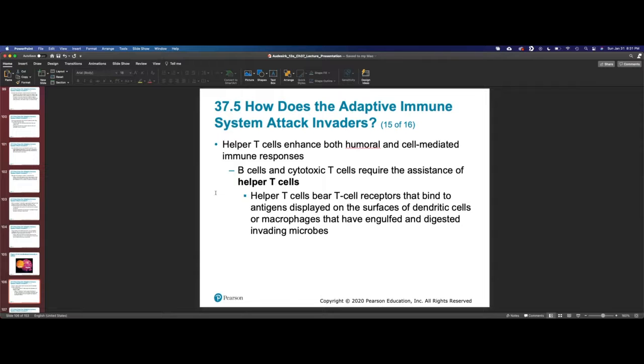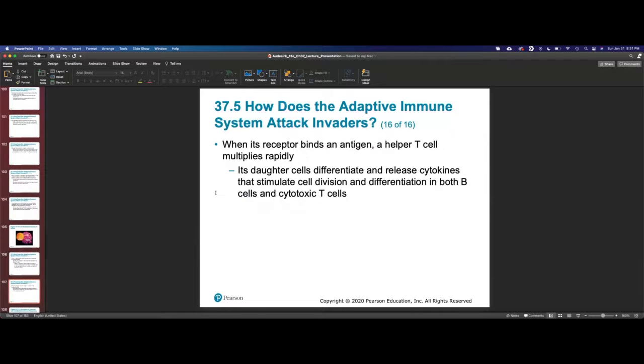So some of these cells will engulf the pathogen and destroy it, but take some of those fragments and put them on the outside of them. And then those outside fragments will then be bound by a helper T cell, which will then help a B cell or T cell recognize it and produce antibodies or the T cell equivalent to fight off that pathogen.